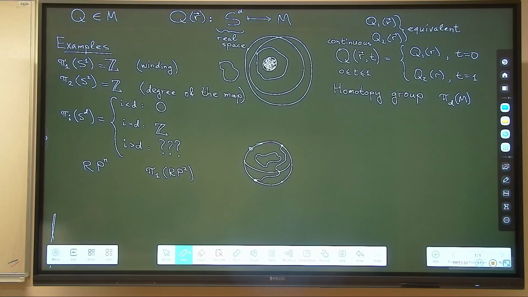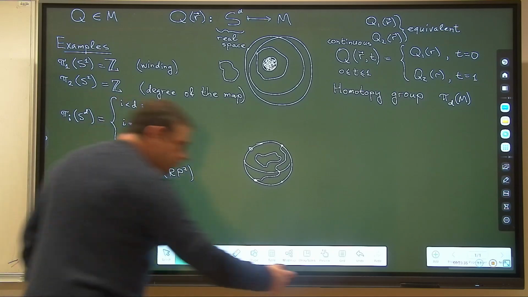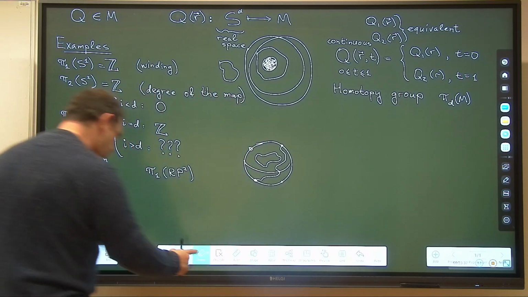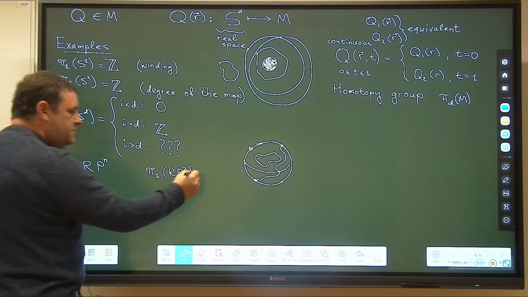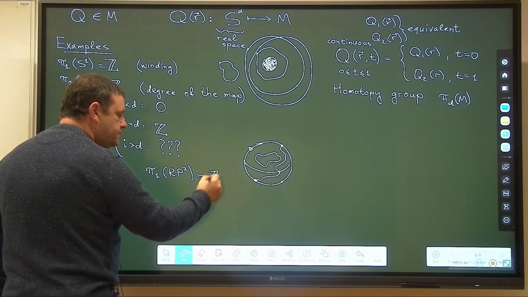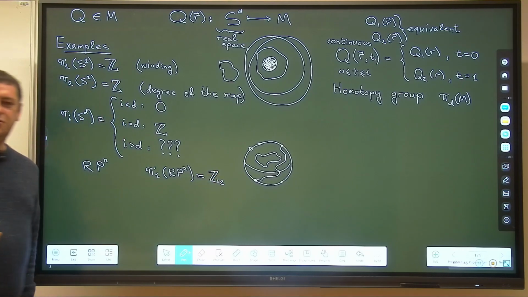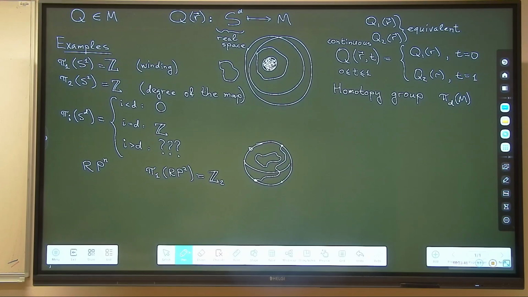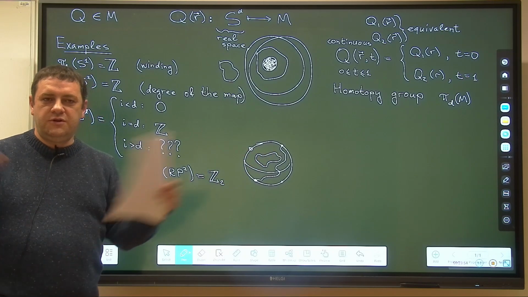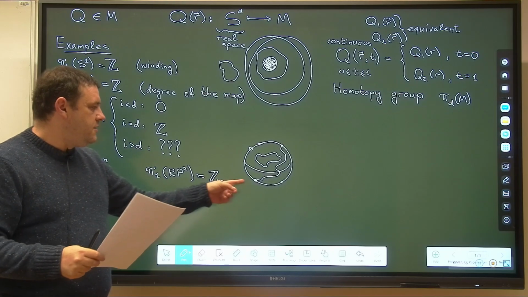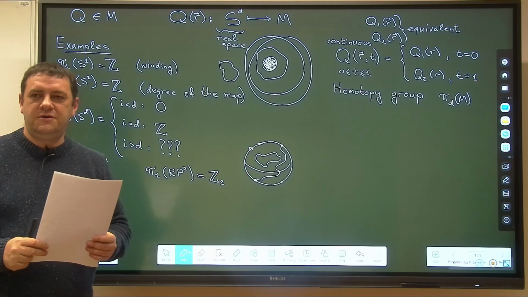So this is actually Z2. This is the first example, which is not 0 and not Z. Real projective space has loops that are either equivalent to a single point or that have one jump like this.